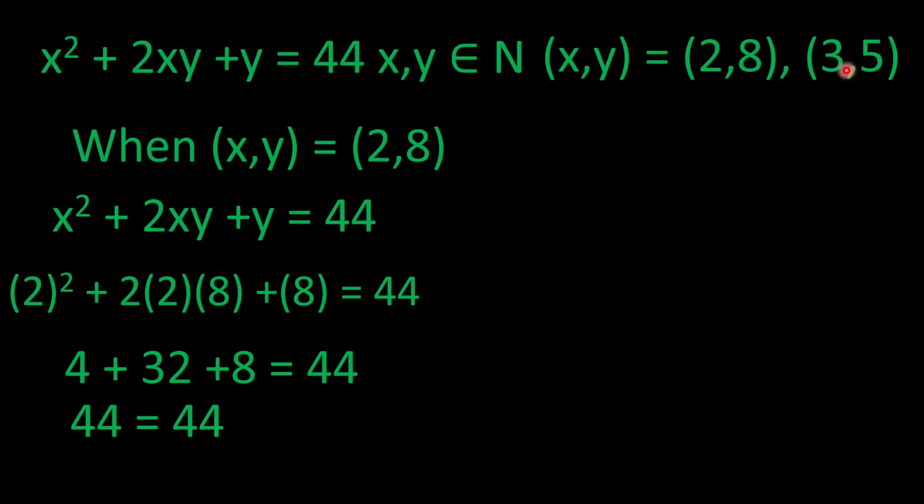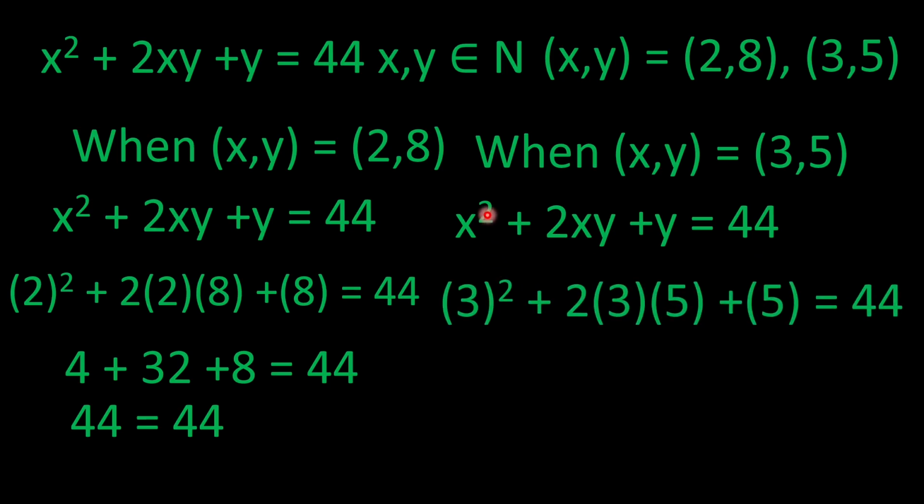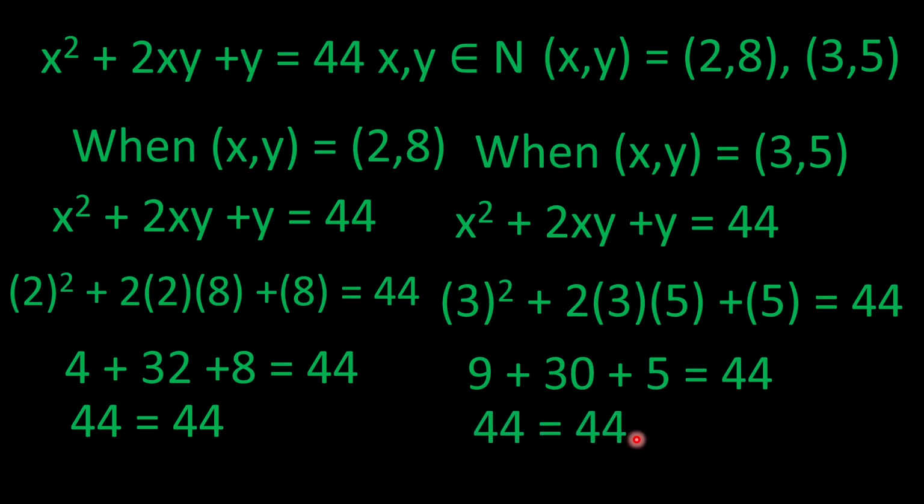And similarly, if we want to check this, we will put these values of x and y in this given equation. So this is our given equation, and now we will put the values of x and y in it. So this 3 squared means 9, and this 2 times 3, 6 times 5 equals 30. So 9 plus 30 plus 5, which is equal to 45, which is equal to 45. This is also verified. So this was the solution of this question.